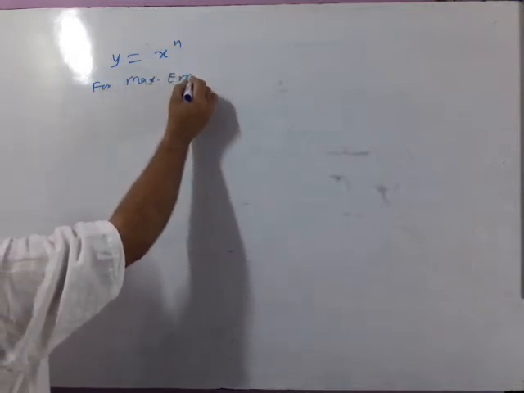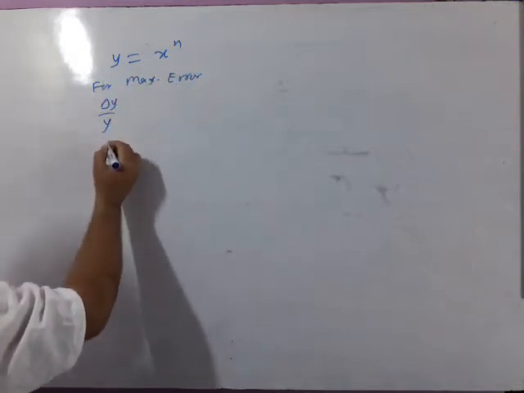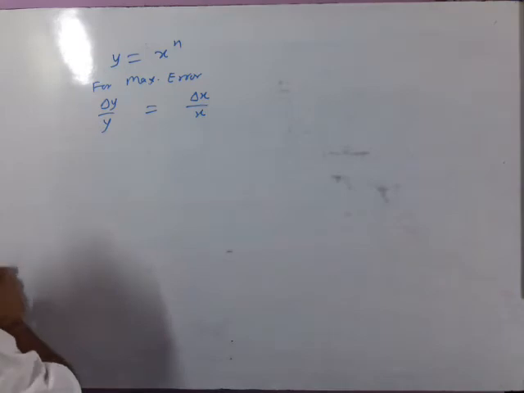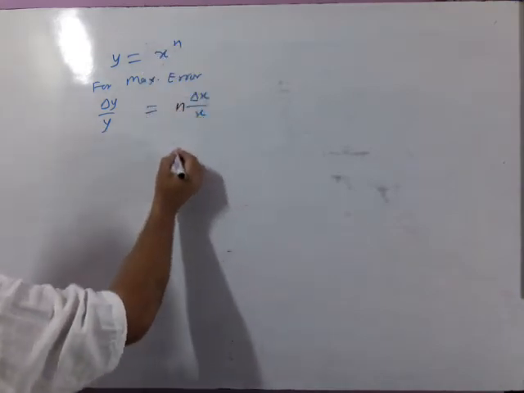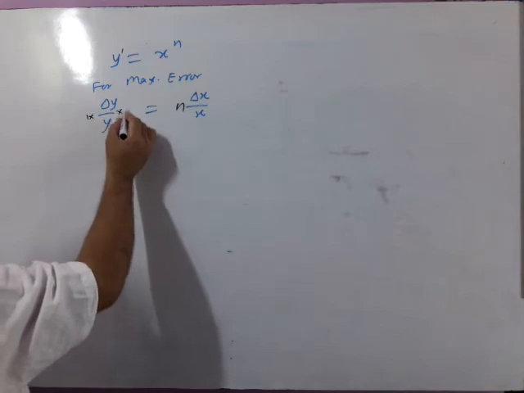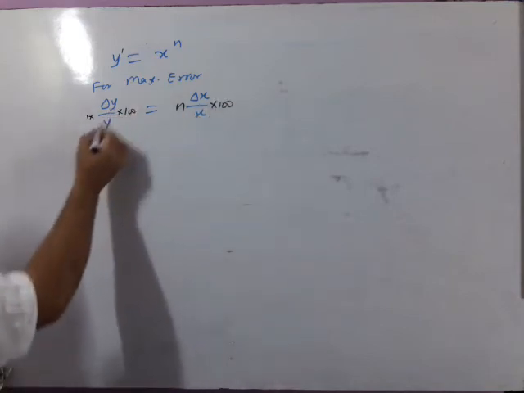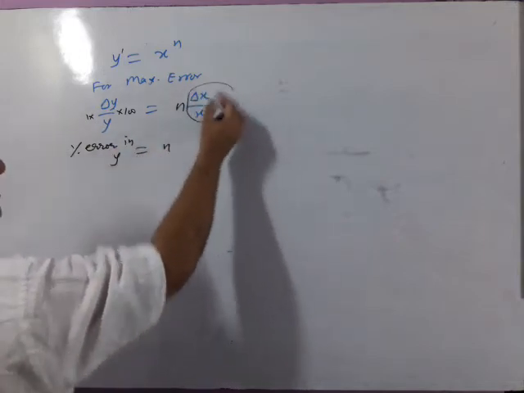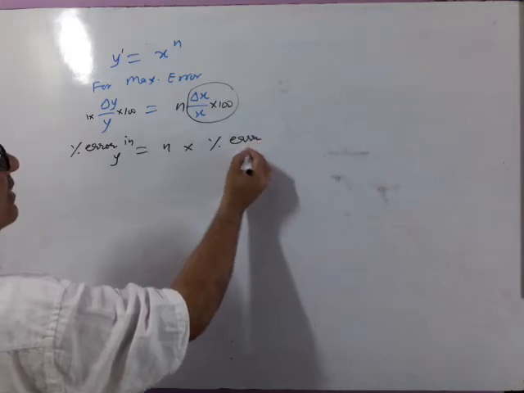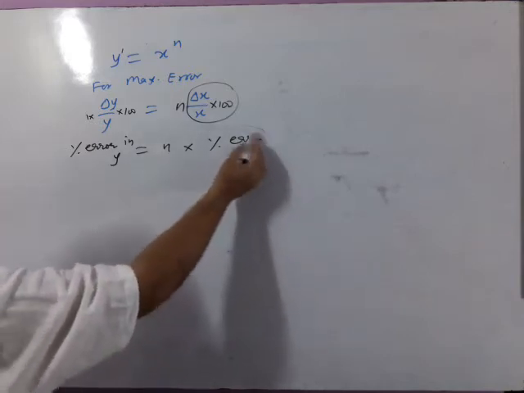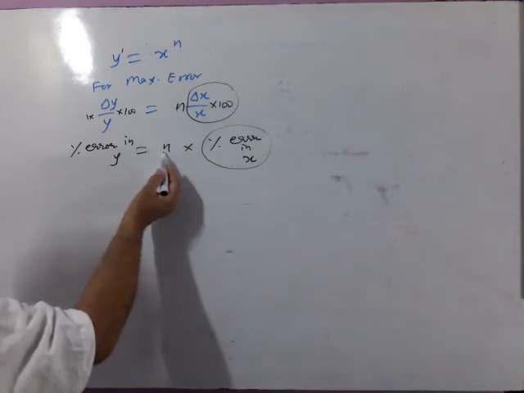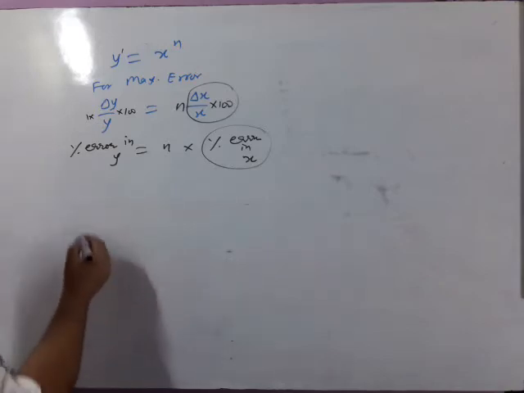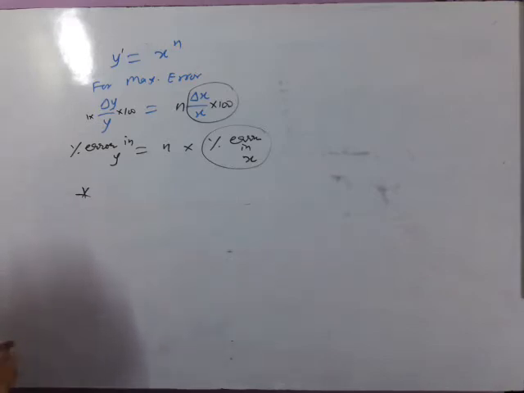For maximum possible error, if it is y, delta y by y. If it is x, delta x by x. Then powers are multiplied. Power is n into n. Y raised power 1 into 1. Multiply both sides by 100. This is percentage error in y. N times this is percentage error in x. Input the value of percentage error in x. Multiply by n. You will be finding percentage error in y. Correct? Breathe in.